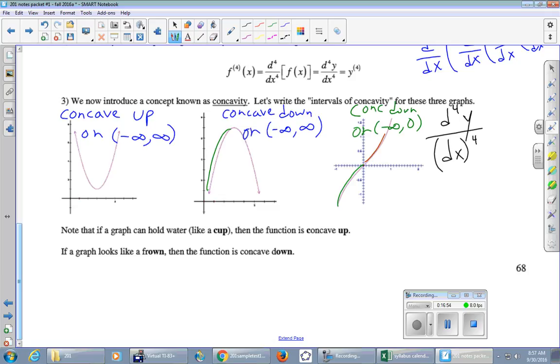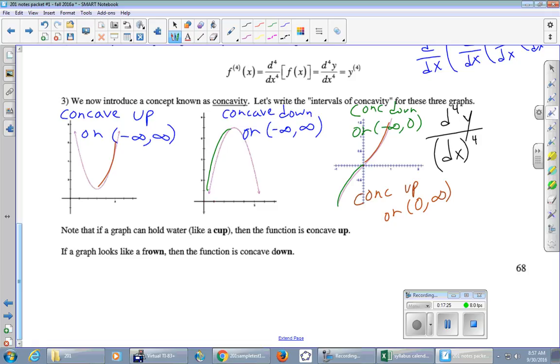And then this graph looks like which one, the first or second? Looks like the first, and in particular, it looks like this piece of the first. And so this graph is concave up on 0 to infinity. It's the same thing we said about the derivative and increasing, decreasing. So you can include 0 if you want. You could not include it if you want.